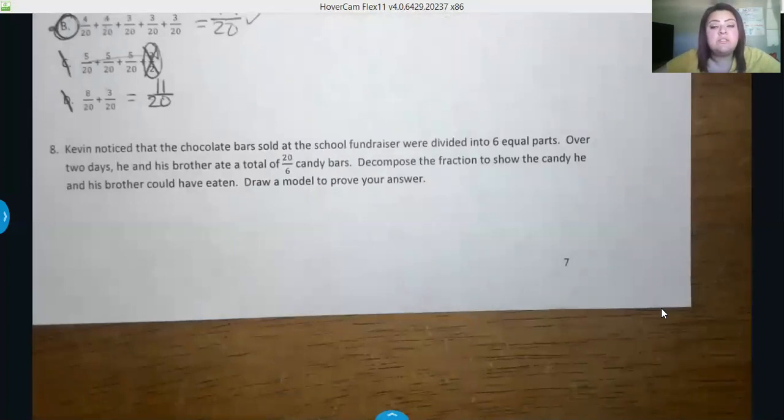Now I want you to also think about, when we're talking about decomposing fractions, what a lot of you think about is number bonds, because yes, that's what we do. So let me give you an example.